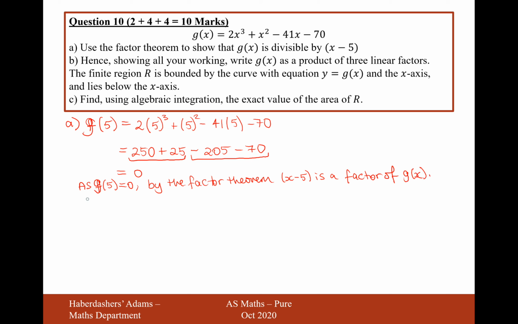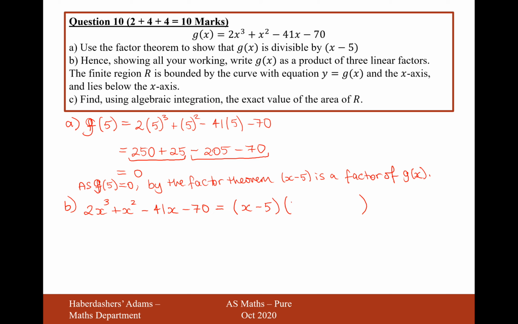Moving on to part B now. Hence, showing all your working, write g of x as the product of 3 linear factors. So 2x cubed plus x squared minus 41x minus 70 is going to be equal to 3 linear factors. Let's write it as x minus 5 times some quadratic first. Let's expand the bracket, so it's going to be x times something to give us 2x cubed.